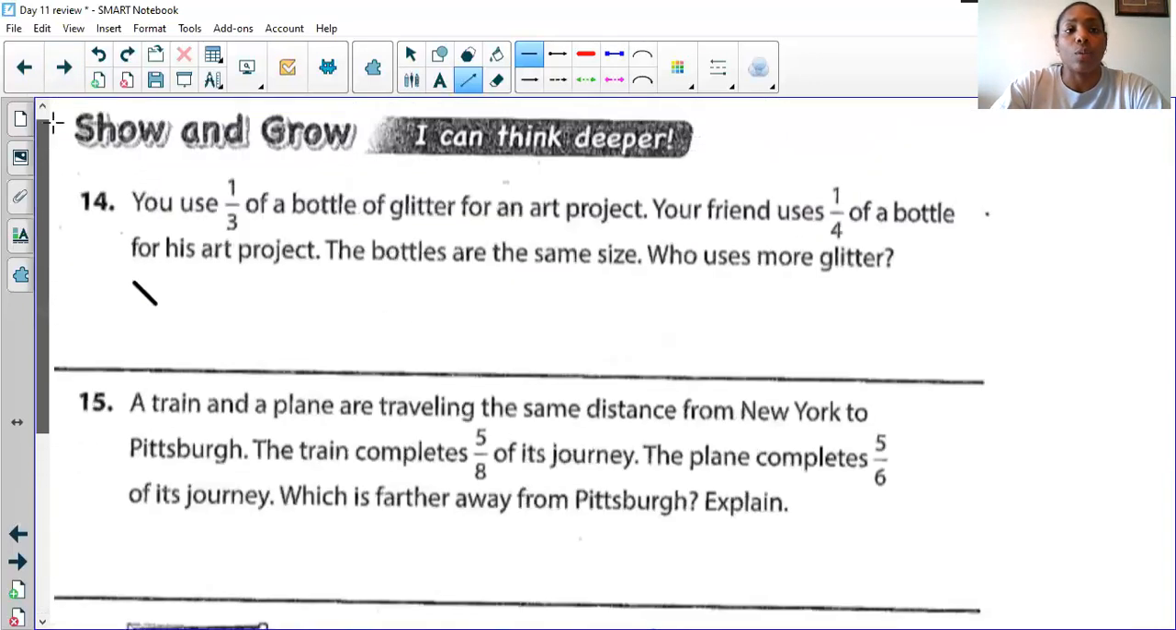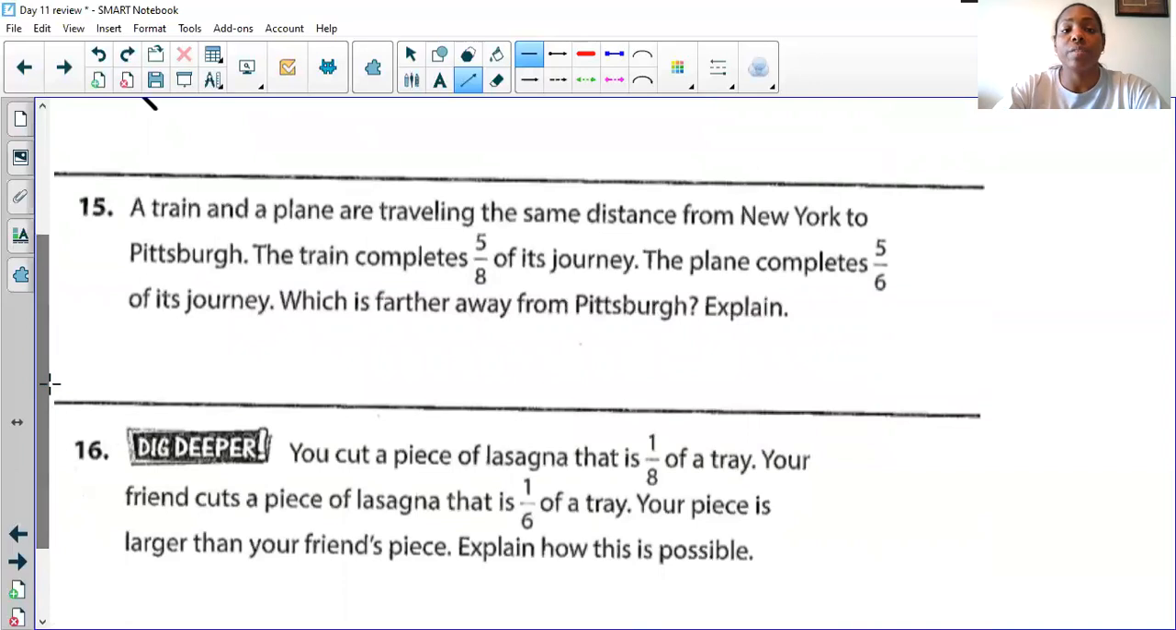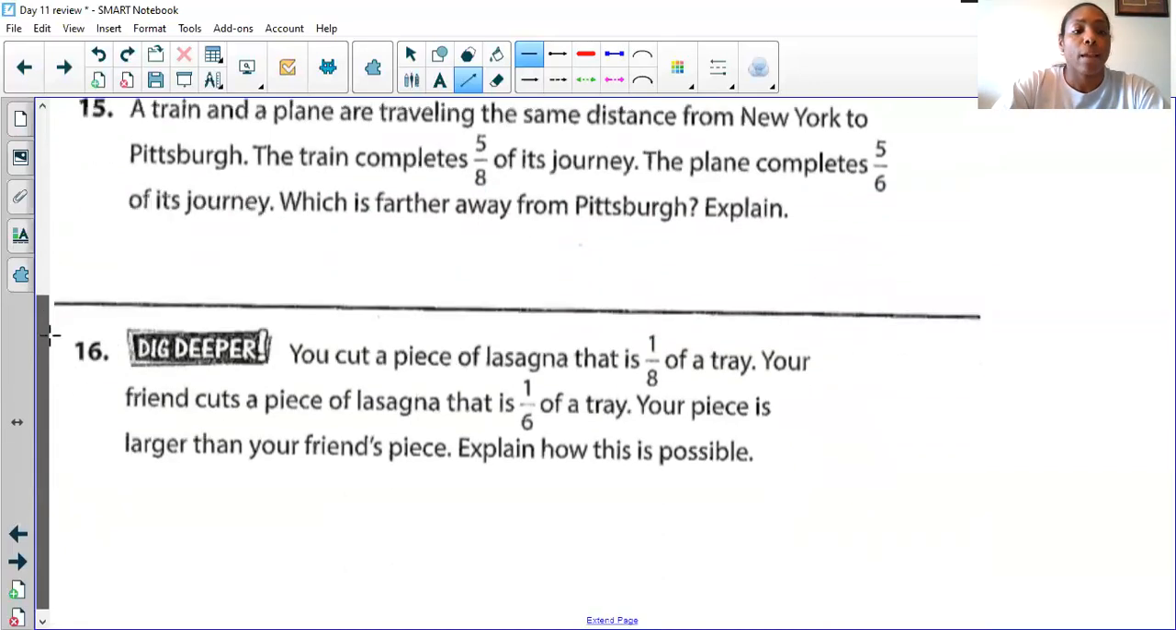All right, so I want to show you for question number 14, your answer is going to be 1/3. Who uses more glitter? You use more glitter. 1/3 of the bottle uses more glitter. Question number 15, for 5/8 and for 5/6, who is furthest away from Pittsburgh? It's going to be the train that has 5/8, not the plane. The plane is actually closer to Pittsburgh, but the train is further away. So the train still has some work to do to get to Pittsburgh.